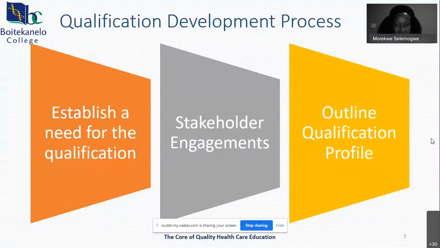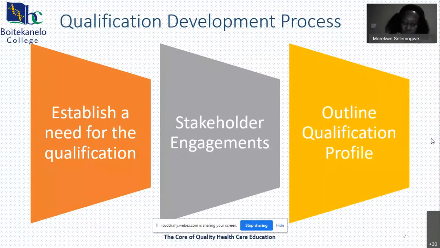It's a little bit different here because we are not just looking at a program, but specifically what qualification you are trying to offer. And to do that, you engage stakeholders so that they inform you and legitimize the need for the qualification that you intend to provide. And then you outline the qualification profile.